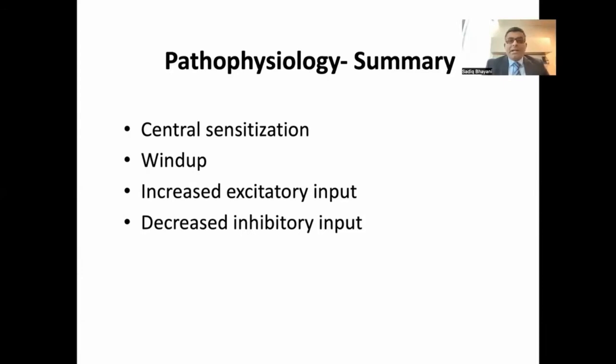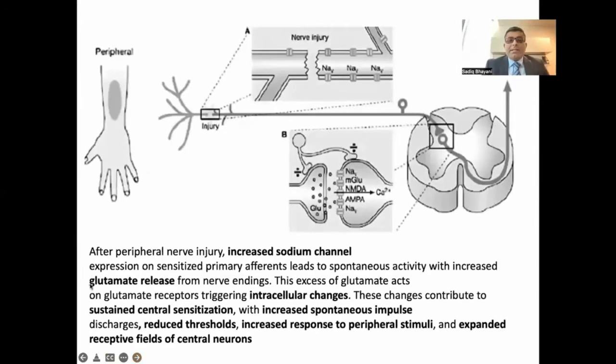So if somebody gets asked for the pathophysiology of chronic post-surgical pain, the buzzwords, or the important factors, are central sensitization, wind-up phenomenon, increased excitatory input, and decreased inhibitory input. And if I have to put all of that together, this is the diagram for this pathophysiology. After the nerve injury, there's increased sodium channel expression. This leads to peripheral sensitization. At the same time, there's increased glutamate release from the nerve endings, which increases the nerve firing, and basically this leads to intracellular changes, sustained central sensitization with increased spontaneous impulse, leading to allodynia, hyperalgesia, and basically developing the central sensitization.